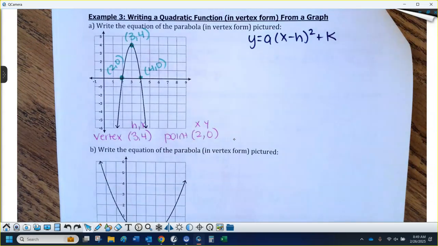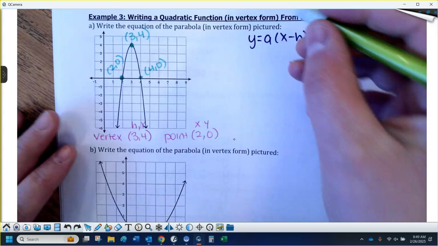And then it's literally the same question we did in the front. It's just that you have to pick a set of points off the graph. You have to have the vertex and then 2 options on this graph that you can pick for a point. I just picked the 2, 0, but you could do the 4, 0. We'll get the same answer. It'll just look a little different as we go through here.